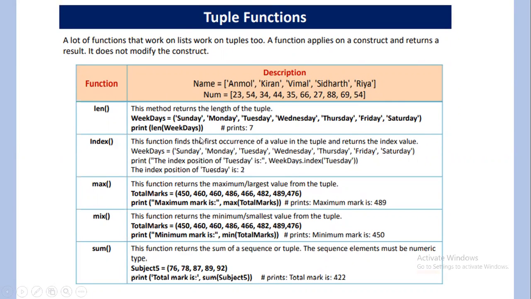Now, these are certain functions which you can use in your Python programming. len is simply going to find out the length of the string or tuple. index is going to give you the index of a particular element from a tuple. If I say weekdays.index of Monday, it will simply give me 1. max is going to give me the max value of all the tuple elements. Similarly, min is simply going to give me the minimum value of the tuple which you have specified. sum is simply going to find out the sum of all the elements from the tuple.